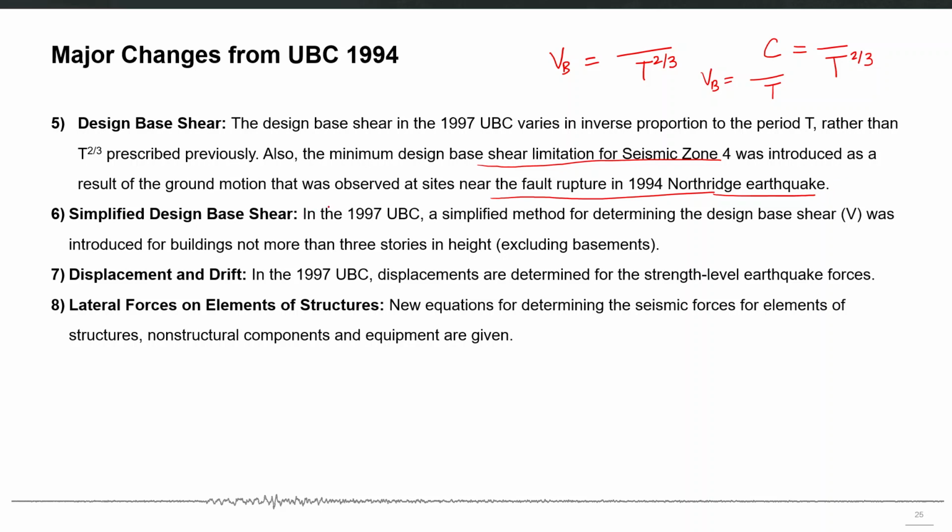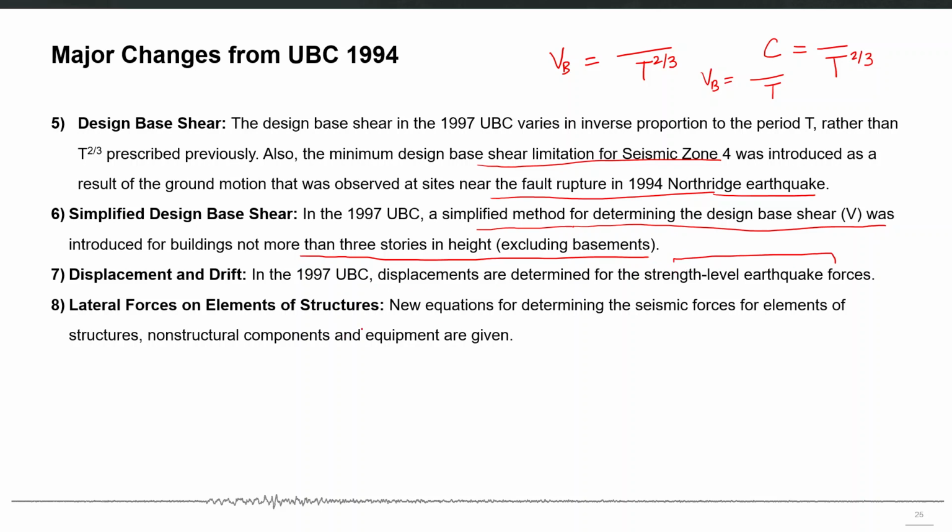Another improvement was that in the 1997 UBC, a simplified method for determining the design base shear V was introduced for buildings not more than 3 stories in height. So this code also provides a simplified formula for very simple low-rise buildings, and that simplified expression for base shear is only applicable to these low-rise buildings. The next change is about displacements and drifts. The UBC 97 displacements are determined from strength level earthquake forces and not service level earthquake forces.